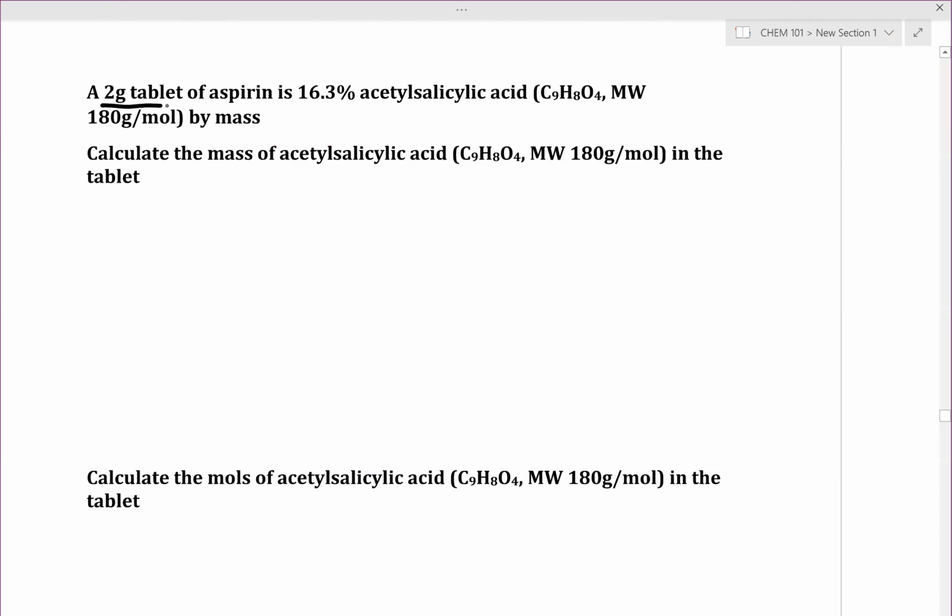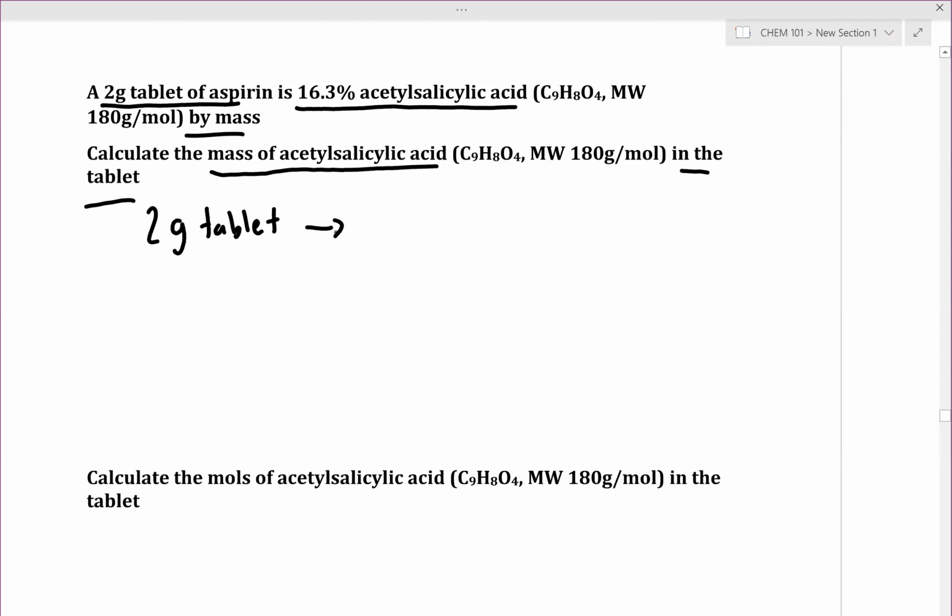A 2-gram tablet of aspirin is 16.3% acetylsalicylic acid by mass. In the first part of this problem, we're asked to calculate the mass of acetylsalicylic acid in the tablet. So thinking about this, we are given the grams of our tablet. We're given that we have a 2-gram tablet, and we're asked to calculate the grams of aspirin in our tablet.